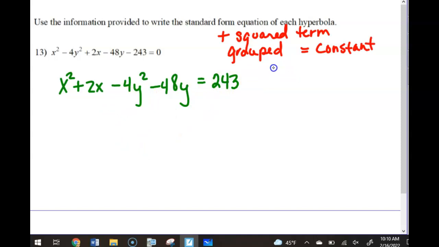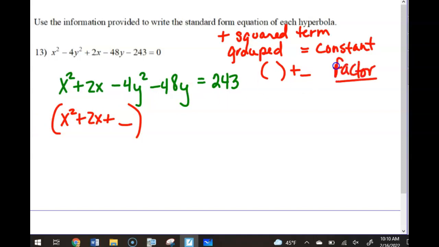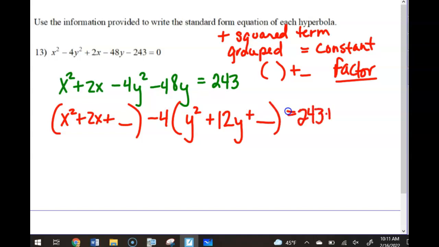Okay. Then we do the parentheses and add a blank and all that good stuff. So we're going to do x squared plus 2x plus blank. Oh, by the way, we didn't have to factor anything out this time, right, of the x squareds? But what do we got to factor out back here? So we got to take out a negative 4. So negative 4y squared divided by negative 4 will be positive y squared. Negative 48y divided by negative 4 will be plus 12y. Then we're going to put a plus blank equals 243 plus blank.